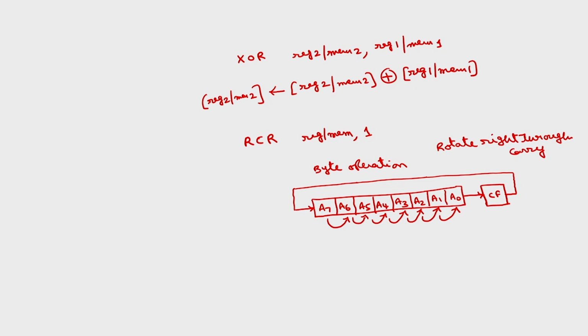So, for example, if I take an example of this, RCR some AH comma 1. Before this, if the contents of AH is some 8A. Now, what will be the contents of AH after RCR AH comma 1? Result will be stored back to this register/memory.